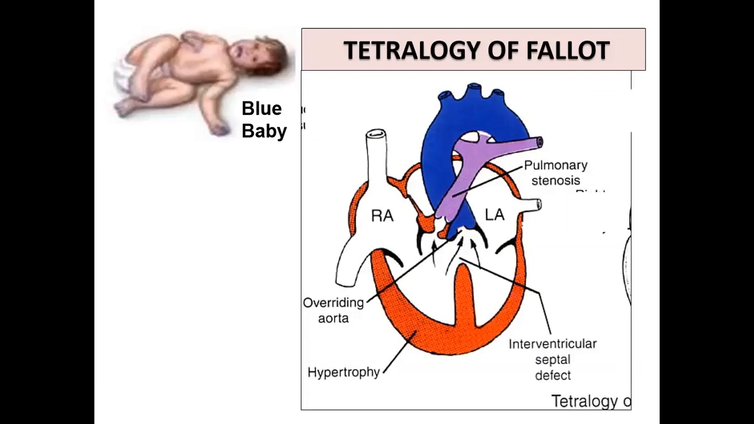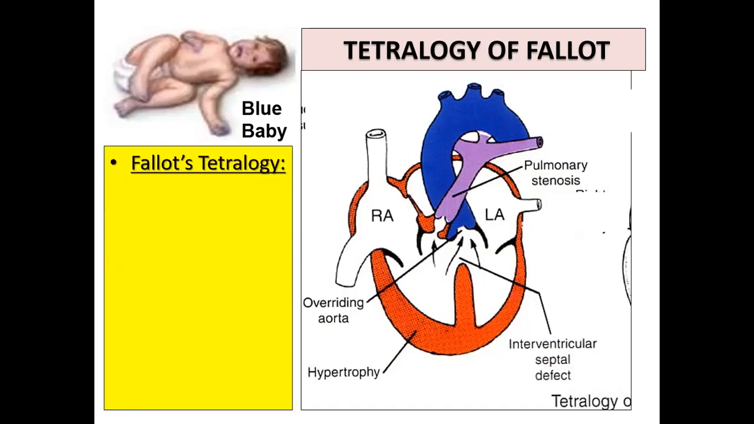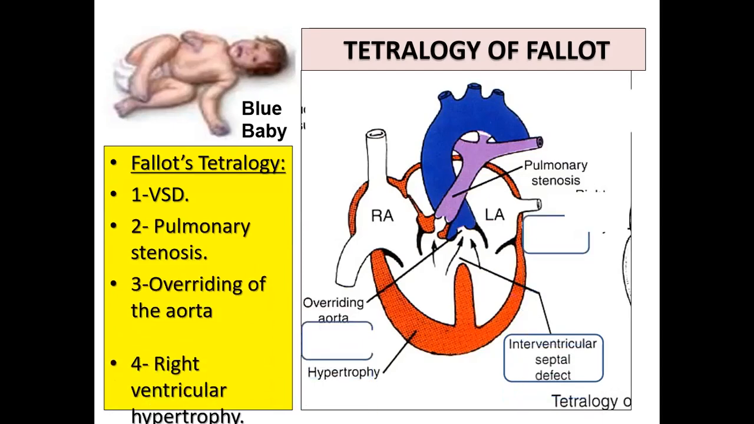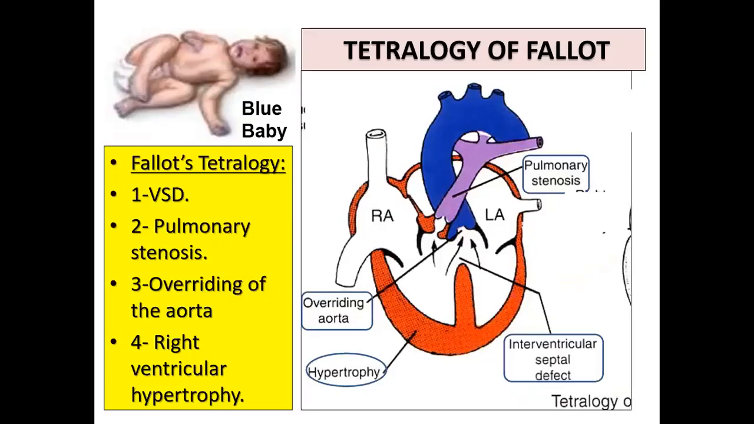You can see the blood is freely coming from the left to the right ventricle. It can result in hypertrophy, interventricular septal defect. Tetralogy of Fallot is accompanied by so many things, such as overriding of the aorta. It comprises ventricular septal defect, pulmonary stenosis, overriding of the aorta, and right ventricular hypertrophy. Those are the four things found in tetralogy of Fallot.